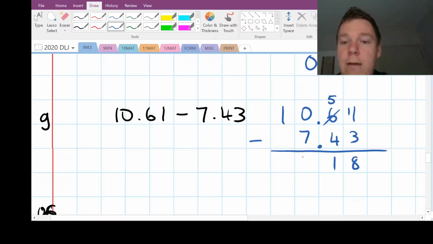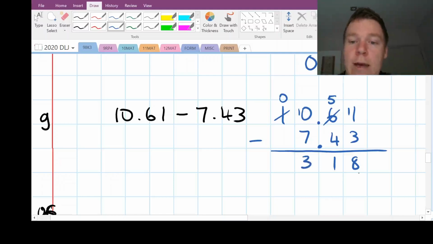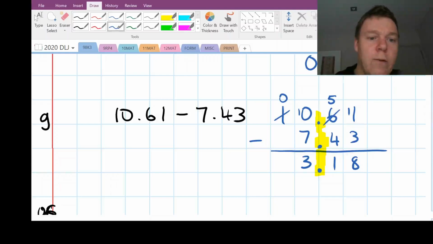0 minus 7, we can't do it, so we need to borrow that 1, put it into the other column. 10 minus 7 is 3. And 318, that's not our answer. We've got to drag down our decimal point. So with subtraction and addition, if you line up those decimal points, you're going to be golden. Alright, one last problem for subtraction.